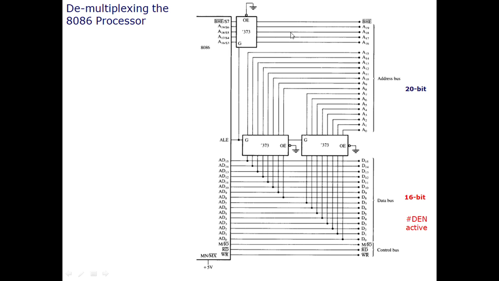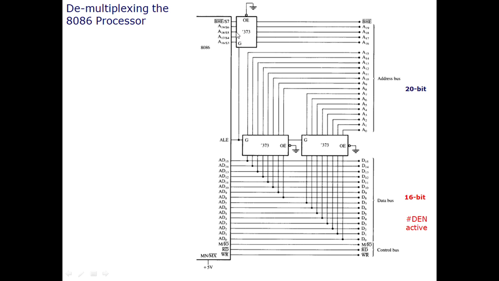5 bits A16 till A19, and the bus high enable and status S7 are multiplexed. So we need to separate the bus high enable from the status S7, and also we need to separate A16 till A19 from the status signal. So the same latch is used.